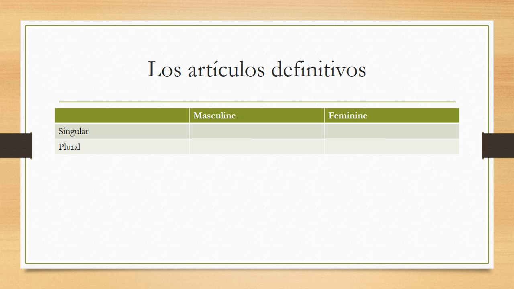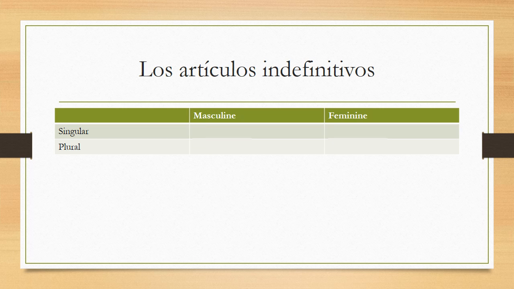And here they are. Here's the articles. El for masculine and singular, los for masculine and plural, la for feminine and singular, las for feminine and plural. So we would say el niño, los niños, la niña, las niñas. Those are all words that mean the, and we have to use the right article with the right word depending on if it's masculine or feminine, and if it's singular or plural.